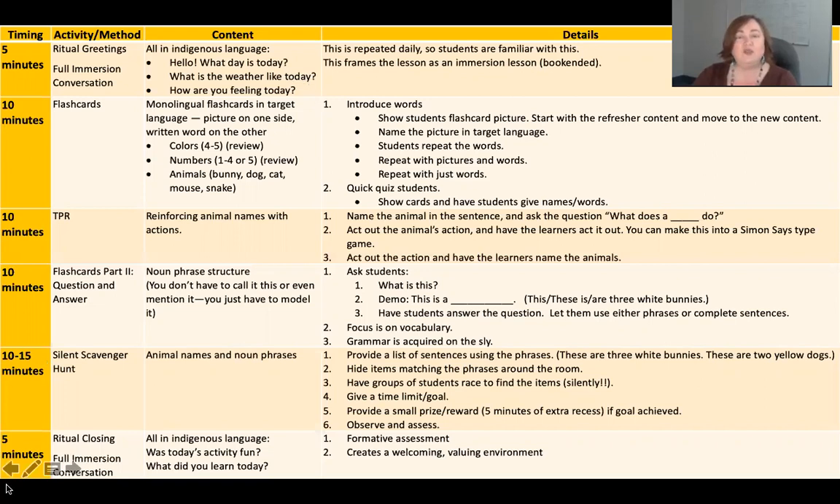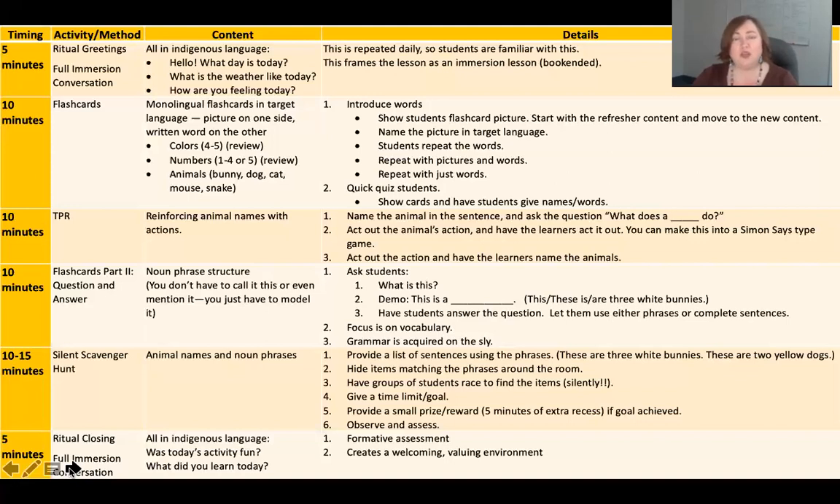And then we would introduce the new content. In this case, it's vocabulary terms related to animals. So we have bunny, dog, cat, mouse, and snake. And you would put those in sentences like ilapat sinti, which is, this is a snake. Ilapat chokvi, this is a bunny. Ilapat katos, this is a cat. So that you're not just holding up a picture and saying the word in the picture, but that you're giving it within a correct grammatical context.